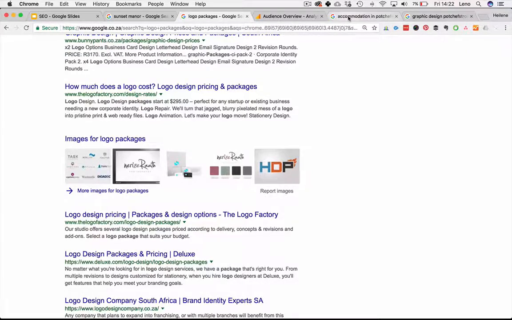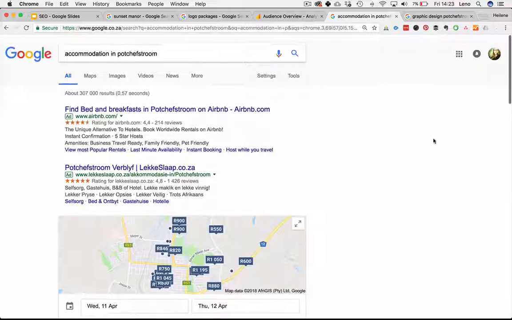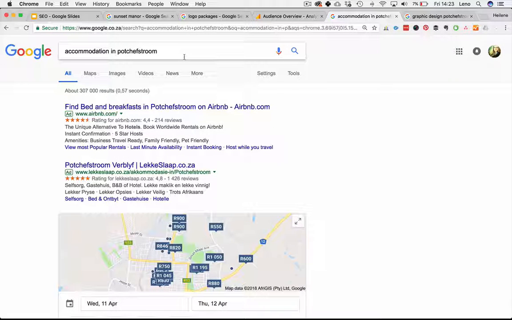Up next, we'll search for something like accommodation in Potchefstroom. This will also include some of the searches we've seen before. And here, because we have the place name, we have a different type of anatomy. Here you'll see 2 ads by Airbnb. They have a huge budget, so they can do a lot of this advertising. The next one is Lekker Slaap in Potch, or lekkerslaap.co.za, a rather local South African site, and they've optimized for Potchefstroom.